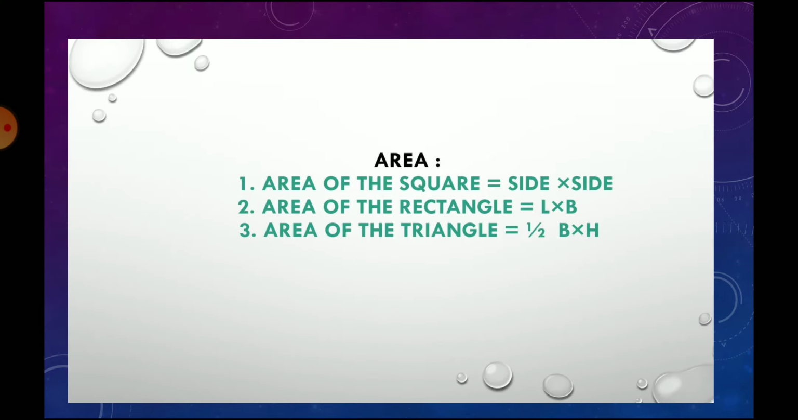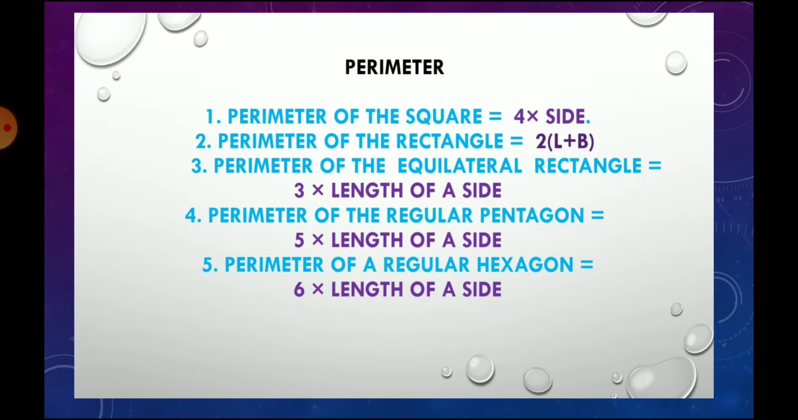Next, the formulas for area. Area of the square is equal to side into side. Area of the rectangle is L into B. Area of the triangle is half BH. Next, formulas for perimeter. Perimeter of the square is equal to 4 into side. Perimeter of the rectangle is equal to 2 into (L plus B).